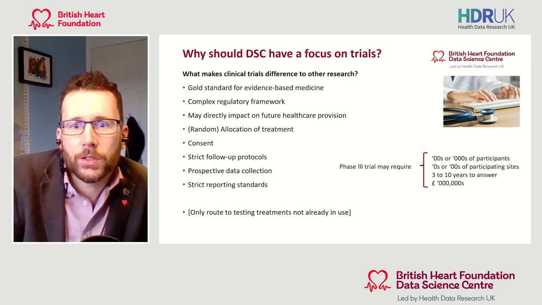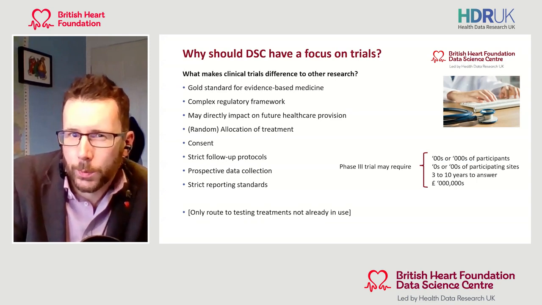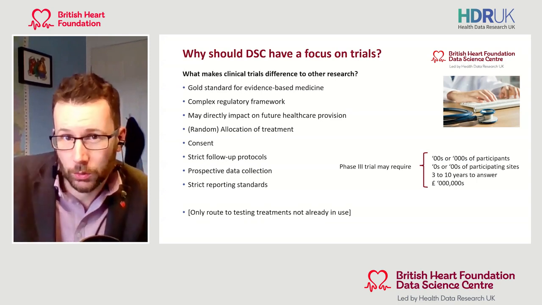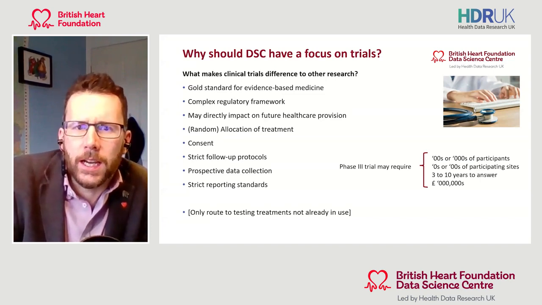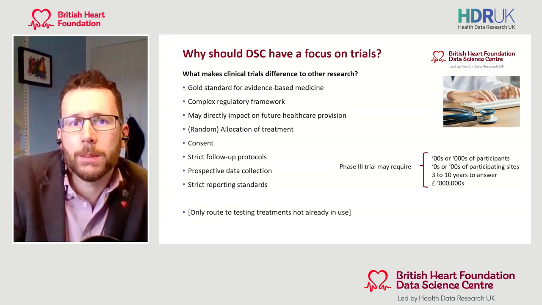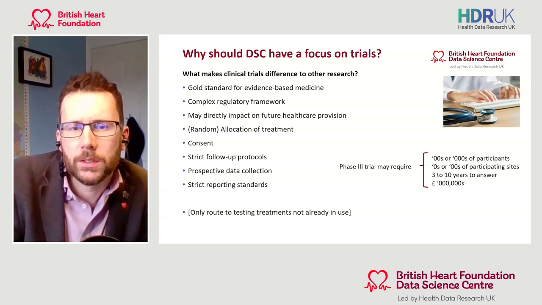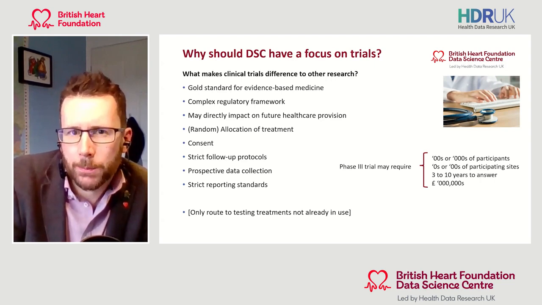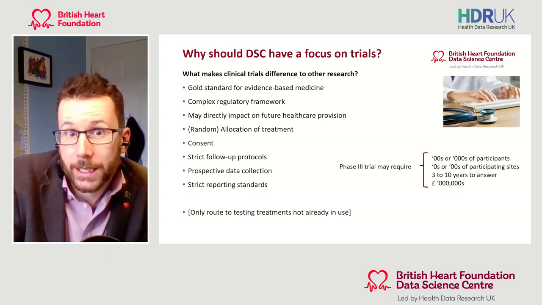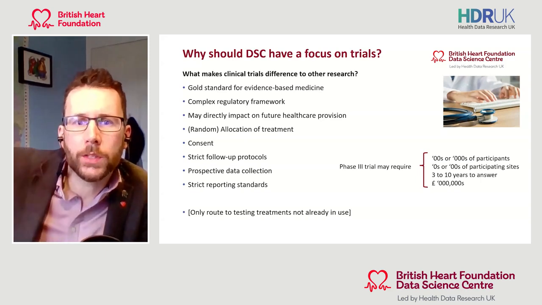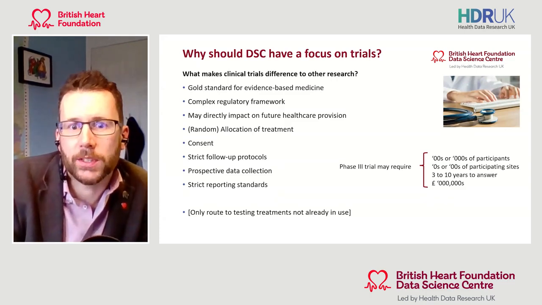We have allocation of treatment. It's set out what people are going to be taking in the trial. In most trials, that will be done at random as well, between 2 or maybe more than 2 treatments. We have consent taken to participate in the research. These are people who know that they're participating in the research, with some very small but notable exceptions. We have strict follow-up protocols. People are going to be seen, hopefully in a standardized way, on both arms of a trial, and that data will be collected prospectively. We're talking about getting new data in rather than data that we already have. And we have strict reporting standards as well.